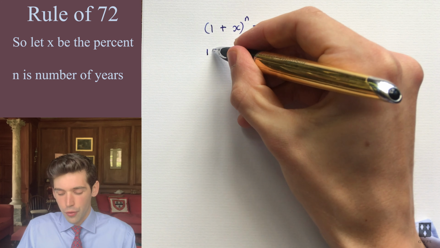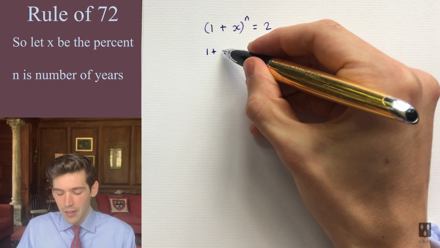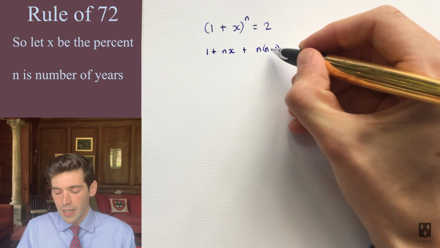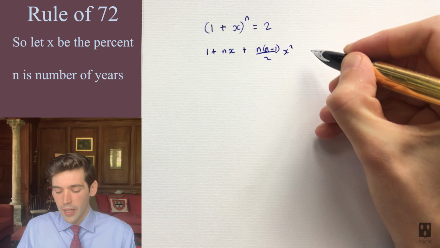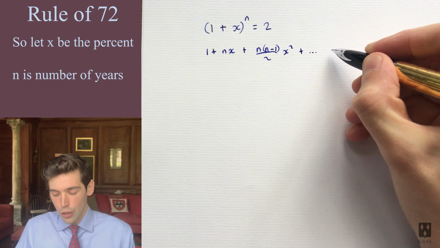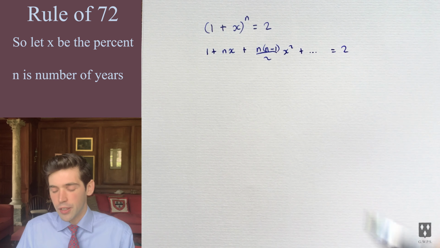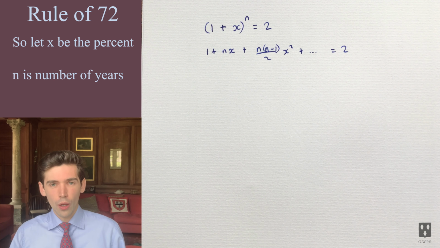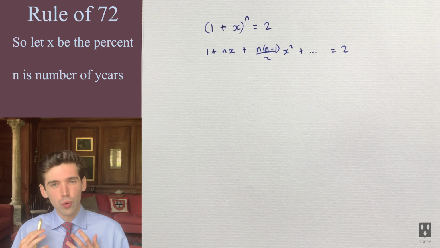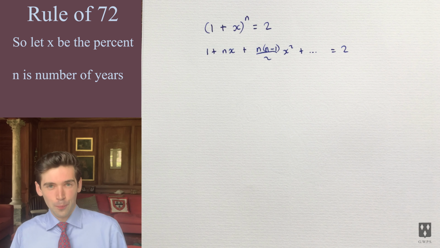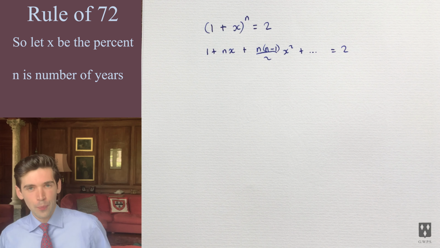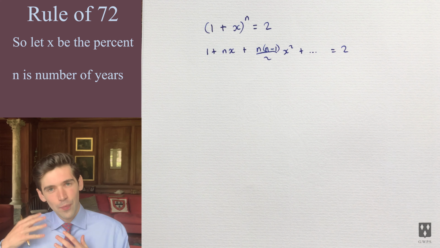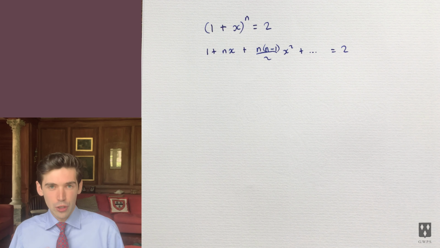I'm not going to go through the derivation of this, but this is just 1 plus nx plus n times (n minus 1) over 2 x squared plus ... And by ... I mean all the higher order terms involving x cubed, x to the 4, and so on. Now, the thing to realize is that this rule of 72 is not exact. It's not perfect, but it's pretty good. And with all these rules that are not precise but are helpful, there's some sort of approximation going on.